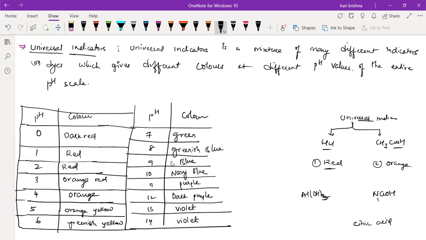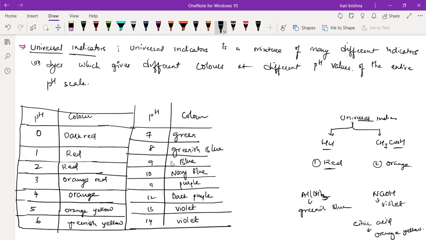So sodium hydroxide is forming the violet color. Aluminum hydroxide is forming the greenish blue color. Citric acid is forming the orange yellow color.